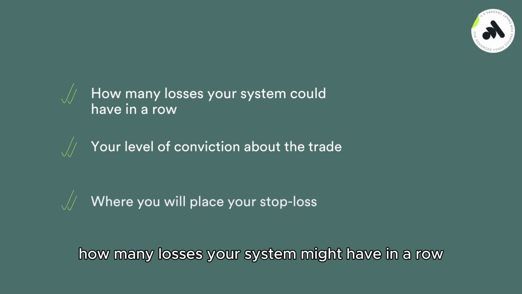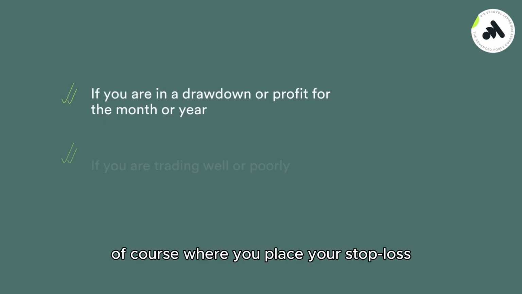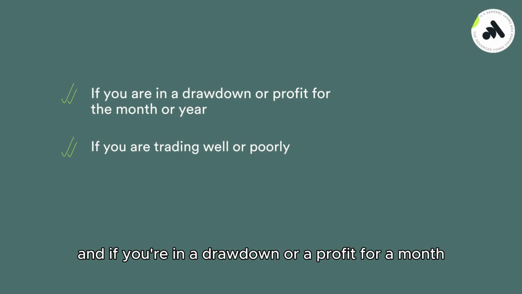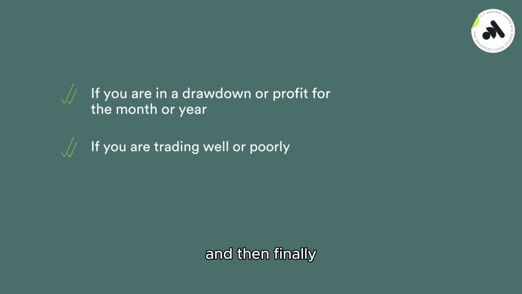You can consider how many losses your system might have in a row, your level of conviction about a trade, how strongly you believe in it, and of course where you place your stop loss. And if you're in a drawdown or a profit for a month, what will you do? Will that change your position sizing model? And then finally, if you're trading well or trading poorly.